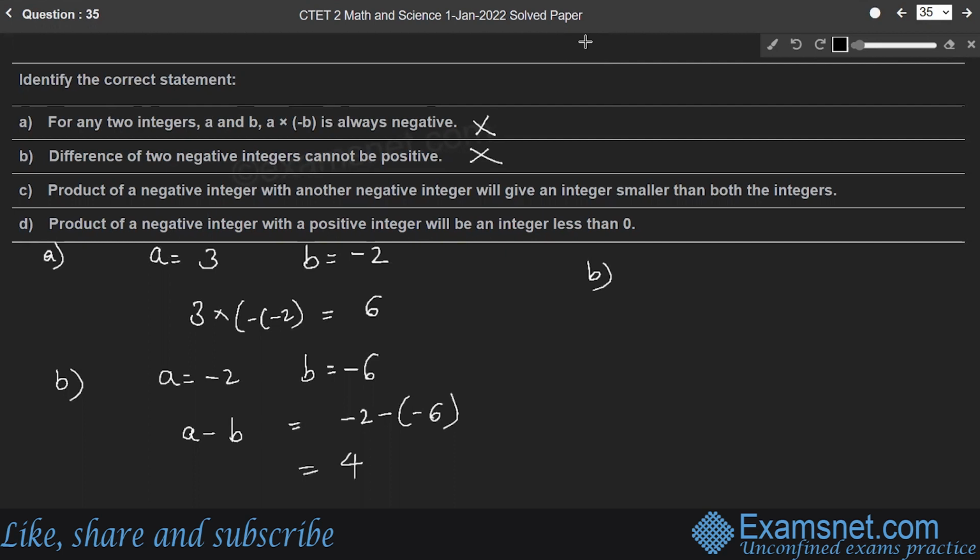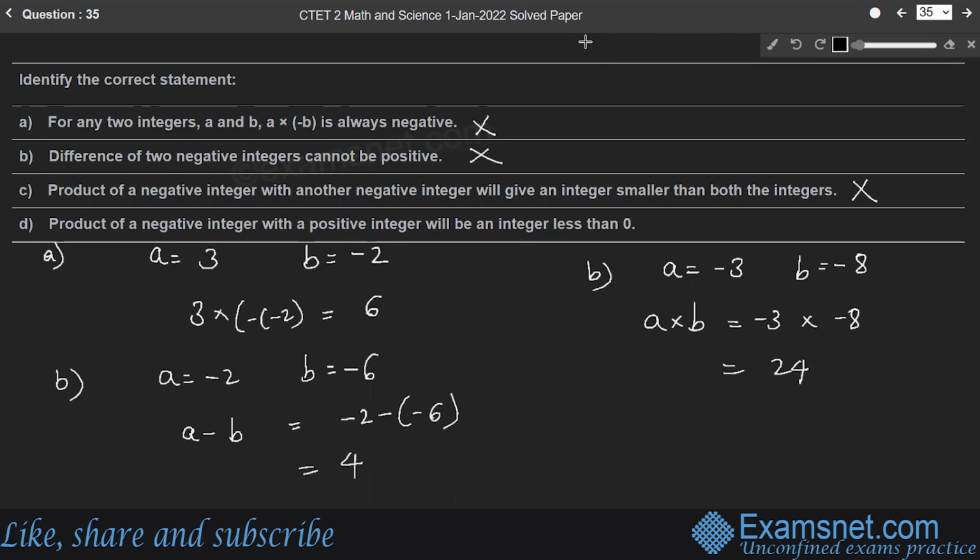For example, product of two negative integers. So a as minus 3, b as minus 8. a into b is minus 3 into minus 8. So minus into minus is plus, it is positive, which is not smaller than both the integers. It is greater than both the integers. Hence, option C is also not correct.